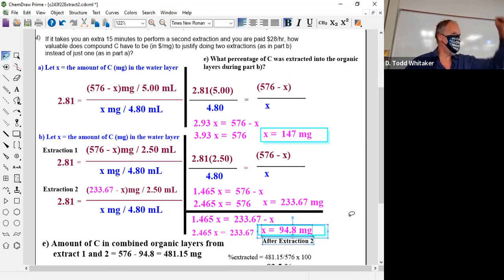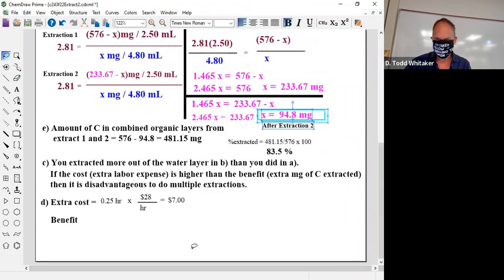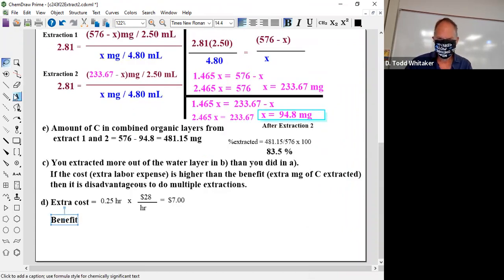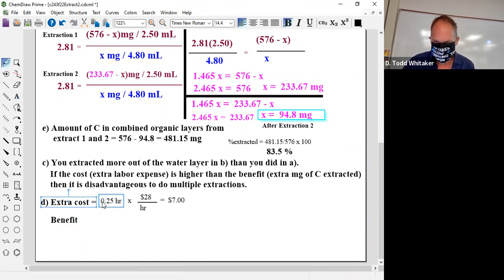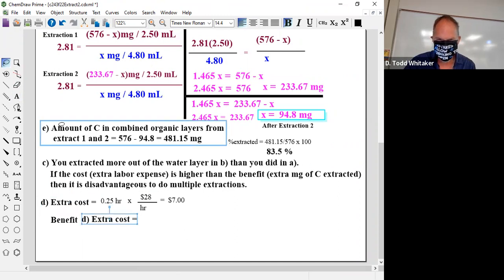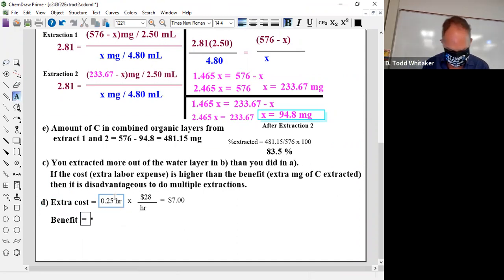You could figure out how much got in the organic layer in part A and subtract how much was remaining in the organic layer in part B and get the same answer as subtracting what was in the water layer in part A minus what's in the water layer in part B. Trust me. 147 minus 94.8. That is your benefit. 147 minus 94.8. Equals 147 minus 94.8. What you got?